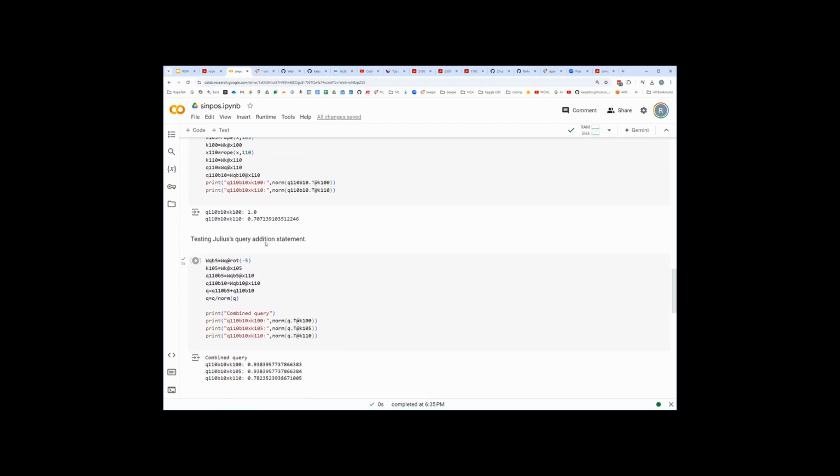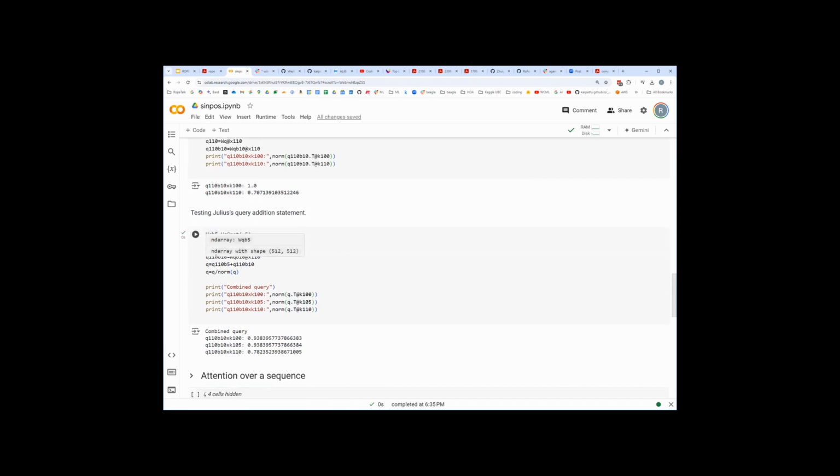So along those lines, Julius, I don't know if you remember, but you said not only can you rotate those queries, you could add a few of them together and get a combined query. And so I just did a quick test of that as well. Here's a query that rotates back 5. Here is a key at 105, a query at 110, and we will take the 110 rotated generated query that rotates back 5 from 110.